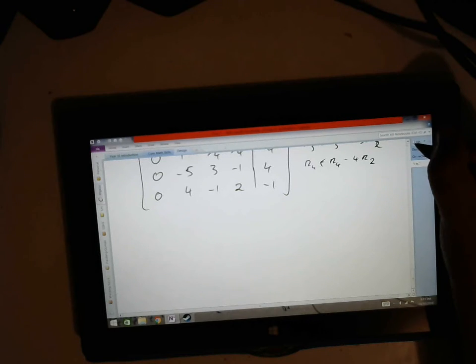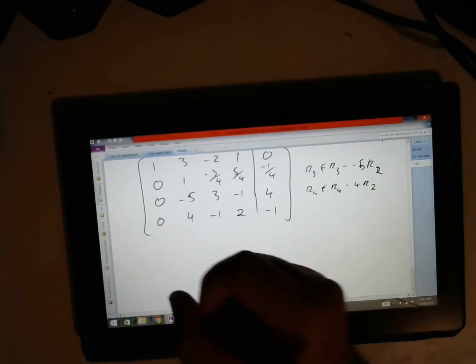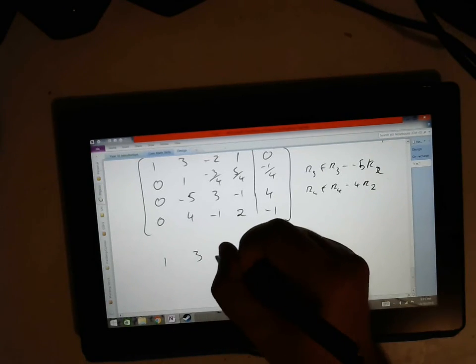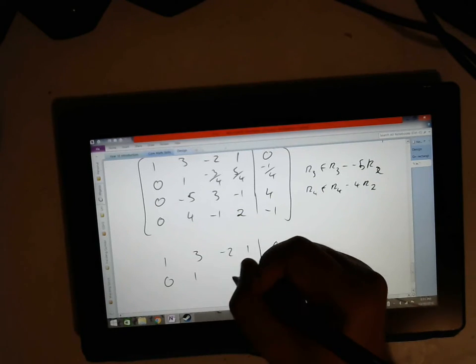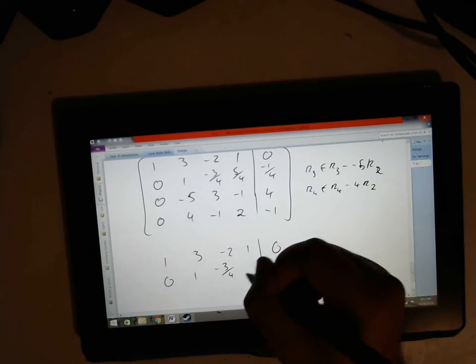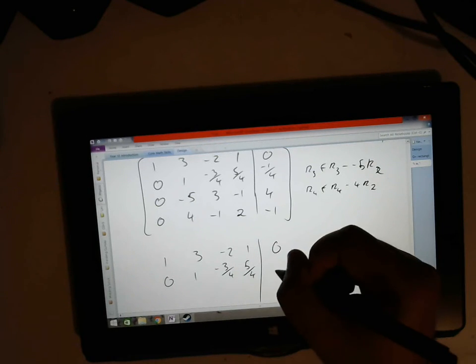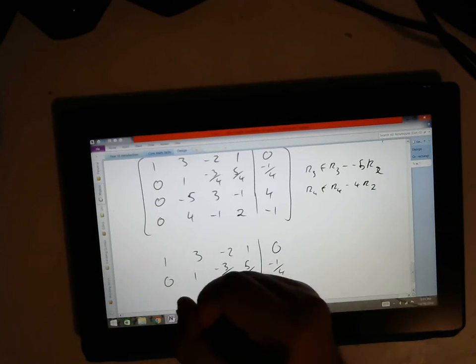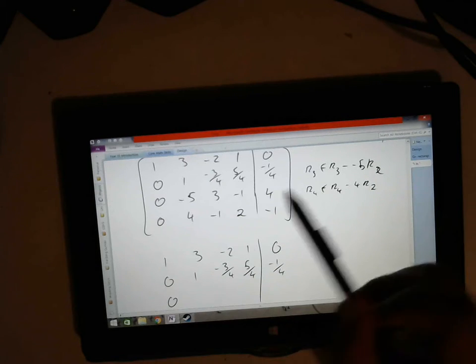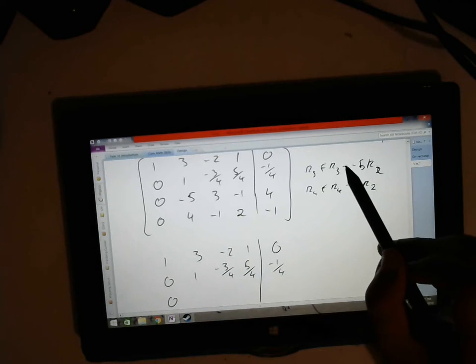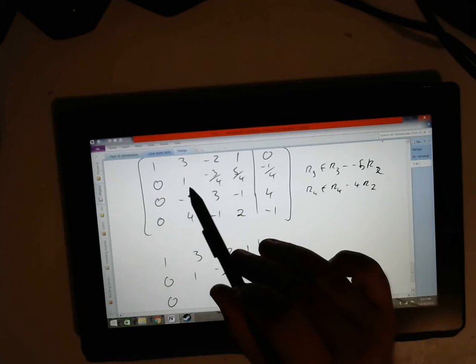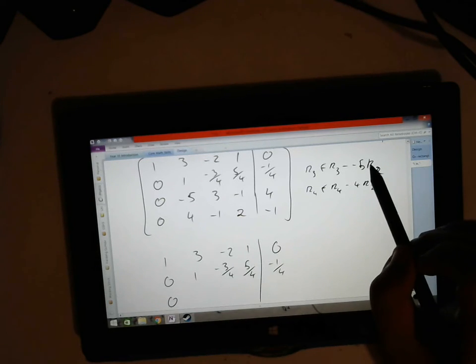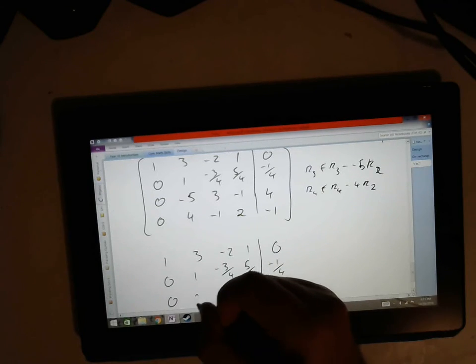Let's copy in our first 2 rows. 1, 3, minus 2, 1, 0, 0, 1, minus 3 over 4, 5 over 4, minus 1 over 4, 0. Alright, so this should be 0, but let's double check. So minus 5, take away minus 5 times 1. Minus 5 times 1 is minus 5, minus over minus positive, minus 5 plus 5 gives us 0.